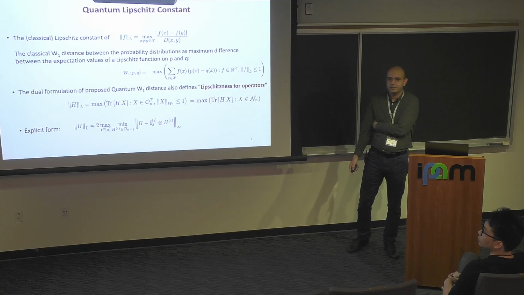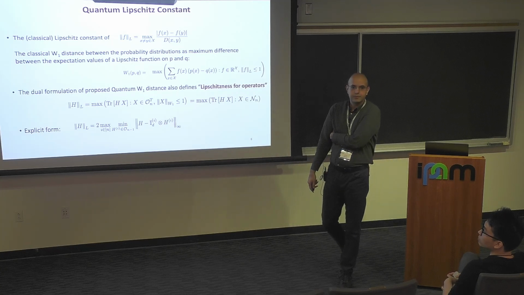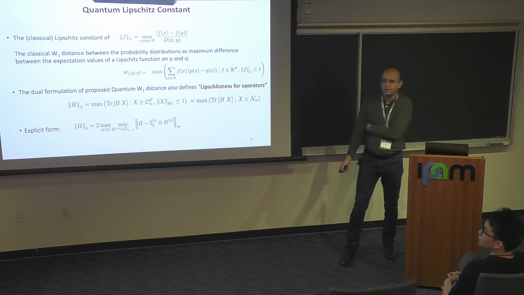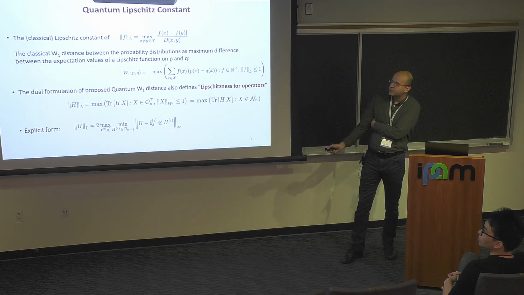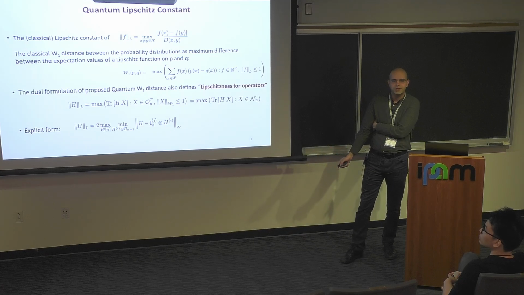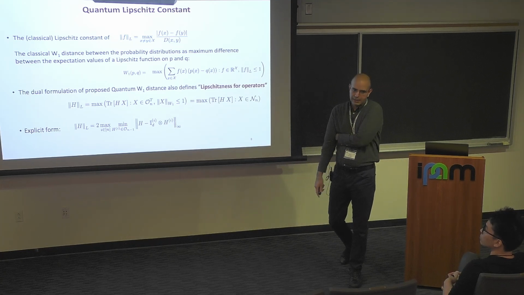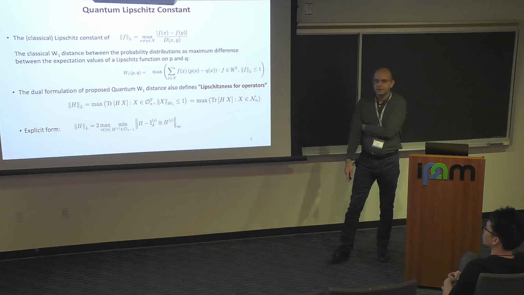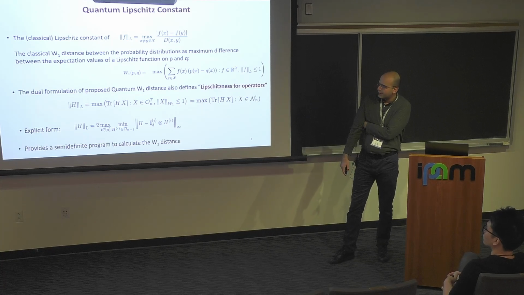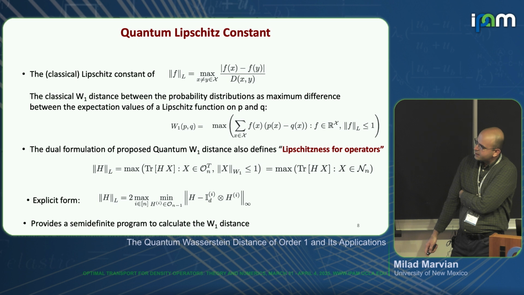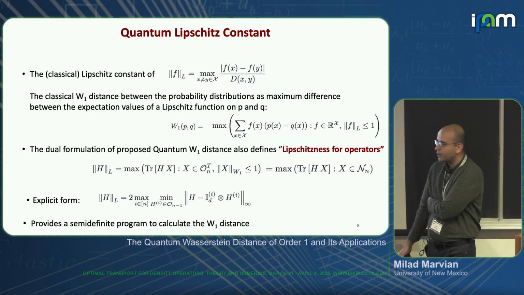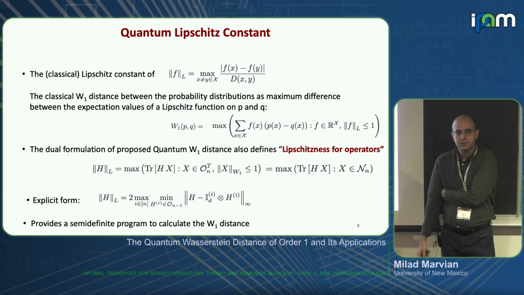For example, in the lightning talks, there was this alternative definition where you can take the commutation, et cetera, in this definition of the Lipschitzness and then see what's the distance you get in the primal form. And one nice thing is that this already gives you a semi-definite program that you can just calculate.